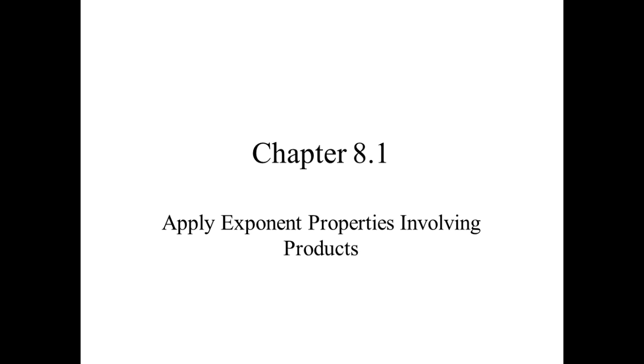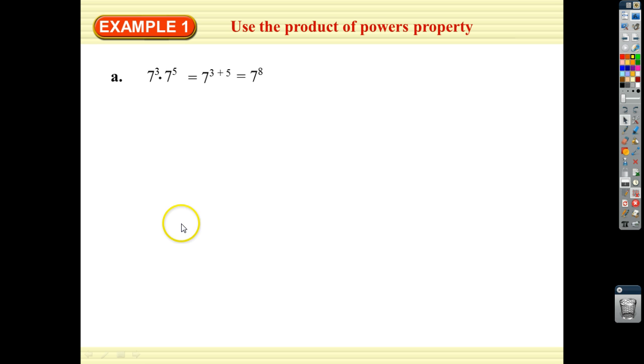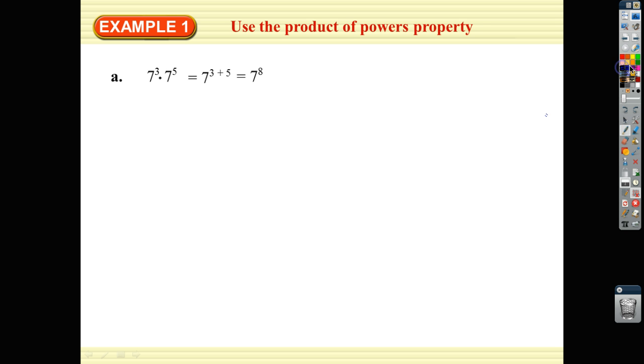First, exponent properties involving products. So when we multiply, here's the general idea: if the base is the same, and I have different exponents, then I am going to add my exponents, and I will show you what this looks like here. All right, so let's take a look.